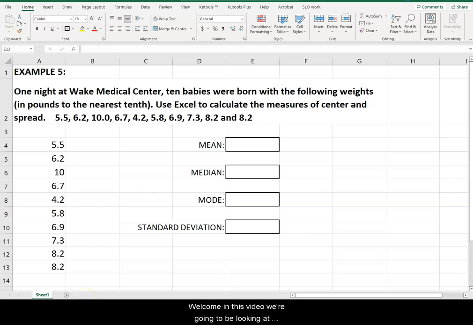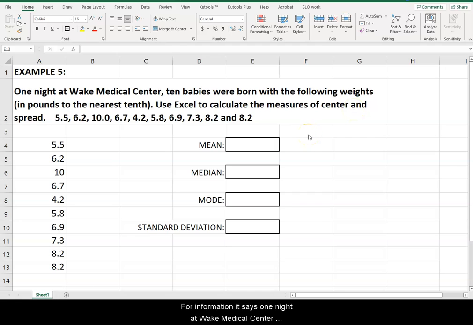Welcome. In this video, we're going to be looking at example 5 in measures of center and spread in your MAT043 workbook. Example 5 uses Excel to calculate our measures of center and spread. So you can see here on my screen, I have example 5 already pulled up in Excel.